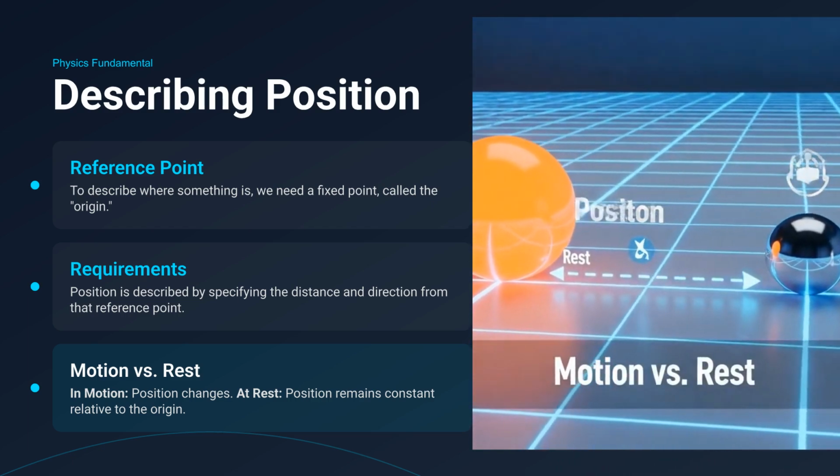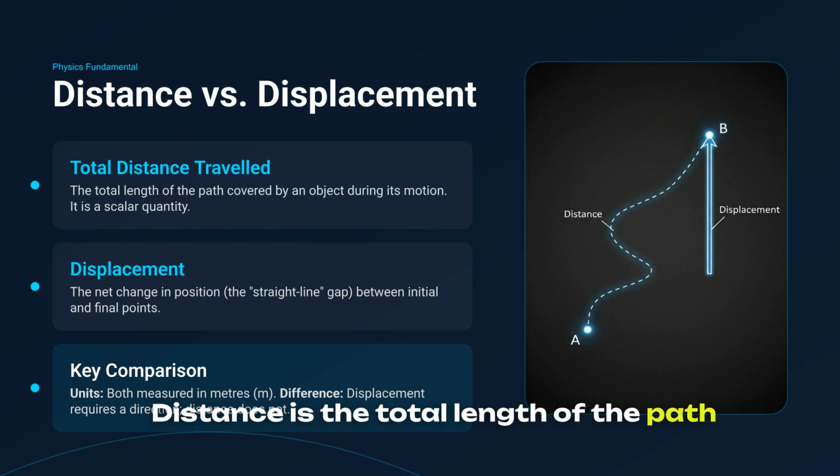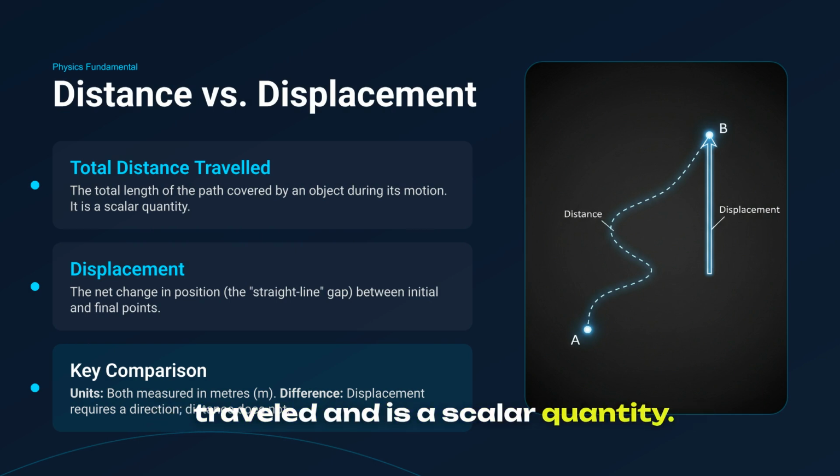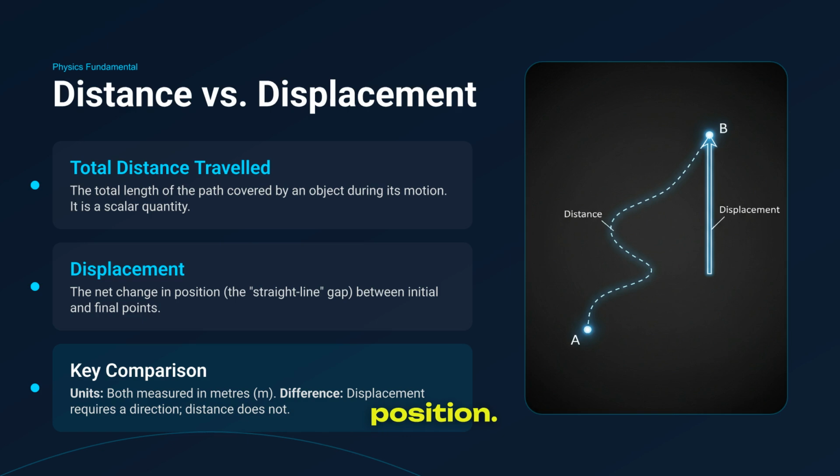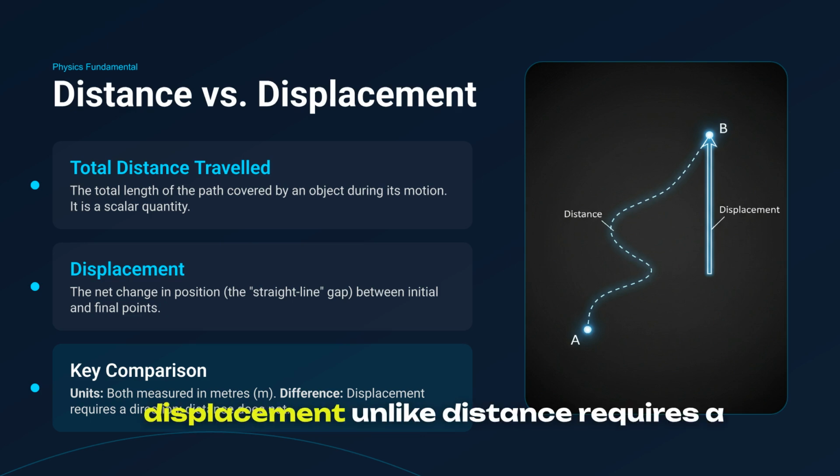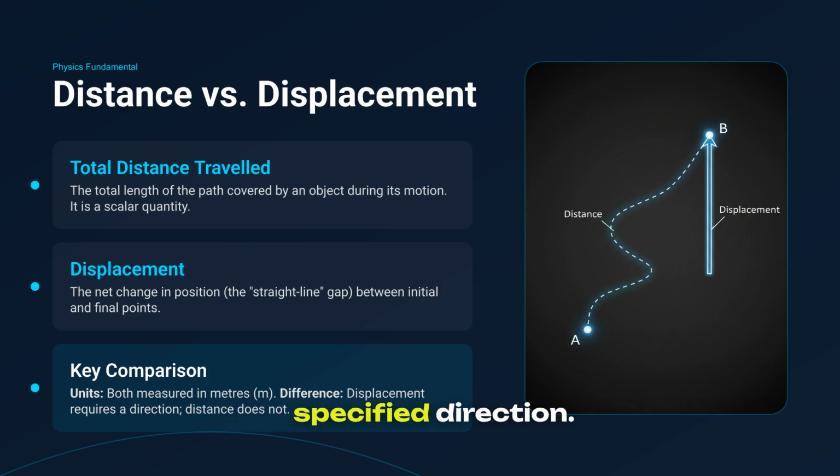Motion versus rest. Distance is the total length of the path traveled and is a scalar quantity. Displacement is the net change in position, the straight line gap between initial and final points. Both are measured in meters, but displacement, unlike distance, requires a specified direction.